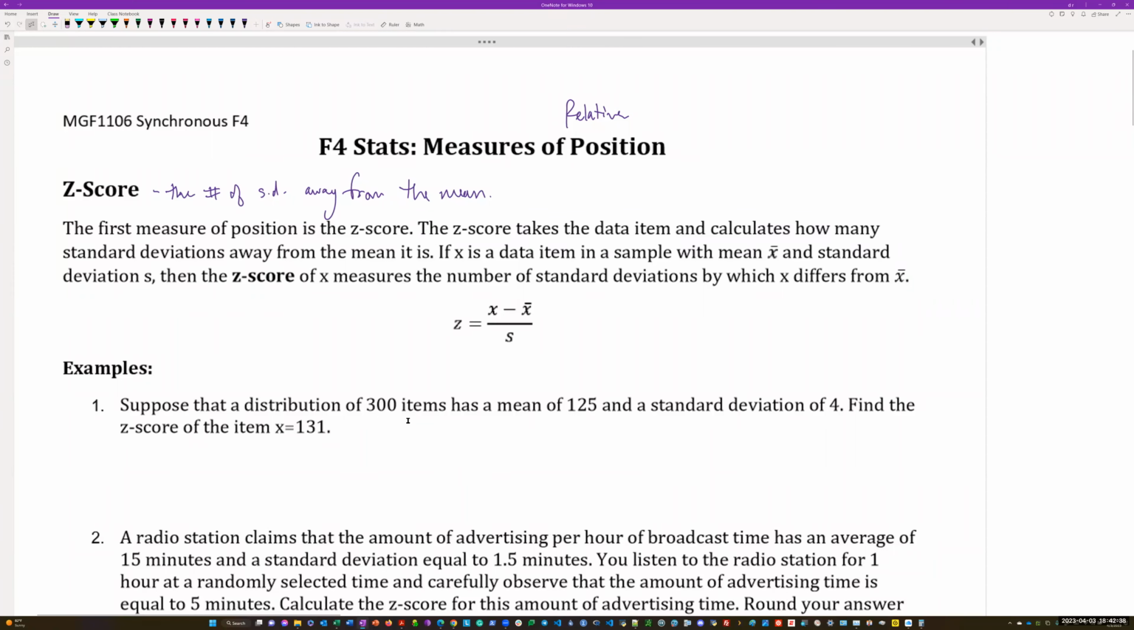Suppose that a distribution of 300 items has a mean of 125 and a standard deviation of 4. Find the z-score of the item X equal to 131. So Z is equal to X minus X bar over S. You're not really ever going to find a formula that's simpler than this one. If you know how to subtract and divide, you're good. Does that make sense?